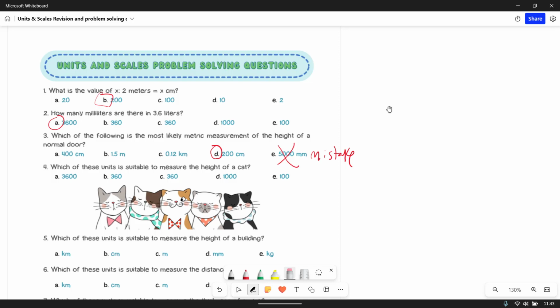Which of these units is suitable to measure the height of a cat? Oh, it doesn't say which units, so there's something wrong here. It's just blank. So there's a mistake there. Then number 4, well, it's got B, so a cat will probably be in centimeters. So I'm going to change that here to centimeters. So, mistake.